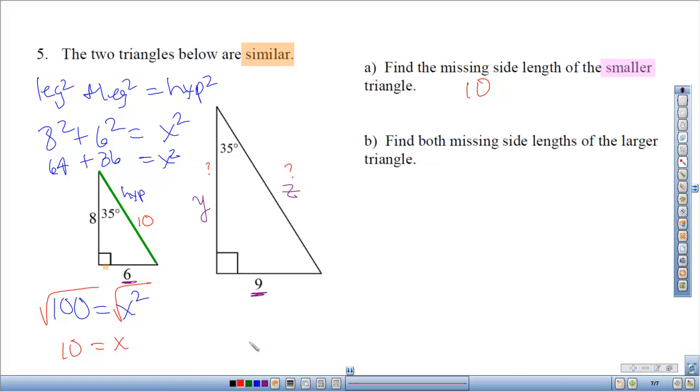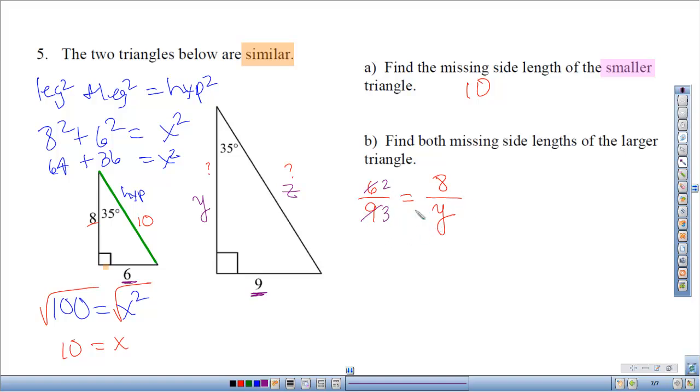So here's what I'm going to say. I'm going to say that 6 in the small triangle goes with 9 in the big triangle, the same way that 8 in the small triangle goes with y in the big triangle. Okay, I think I'm going to work out how long that side is now. So I notice that 6 over 9 reduces. I'm going to divide 3 out of both of them. Into the 6 it goes twice. Into the 9 it goes 3 times.